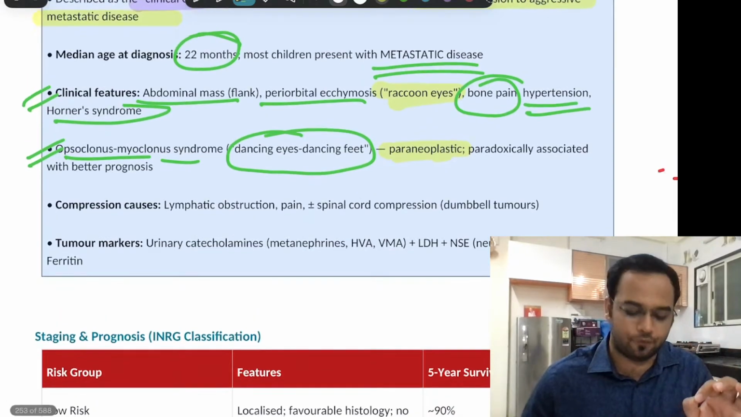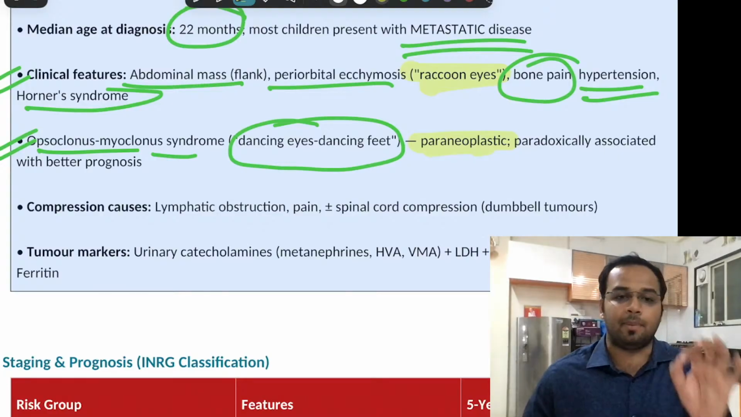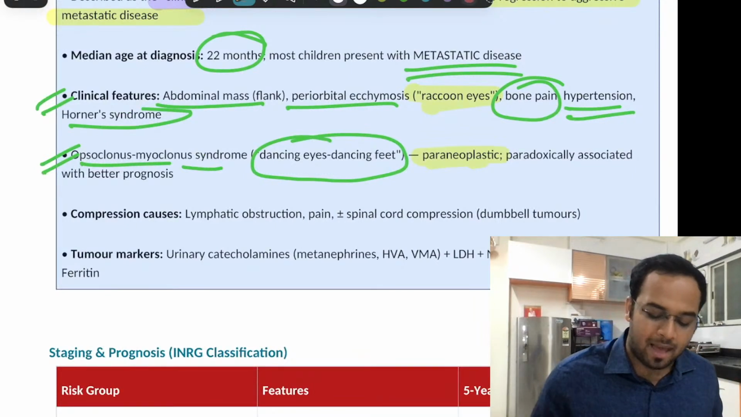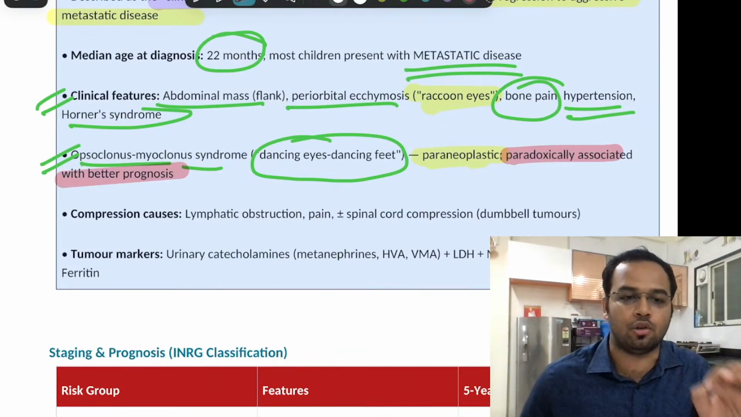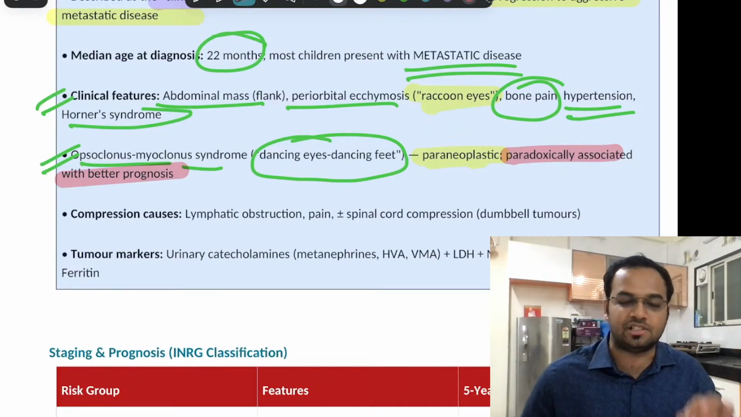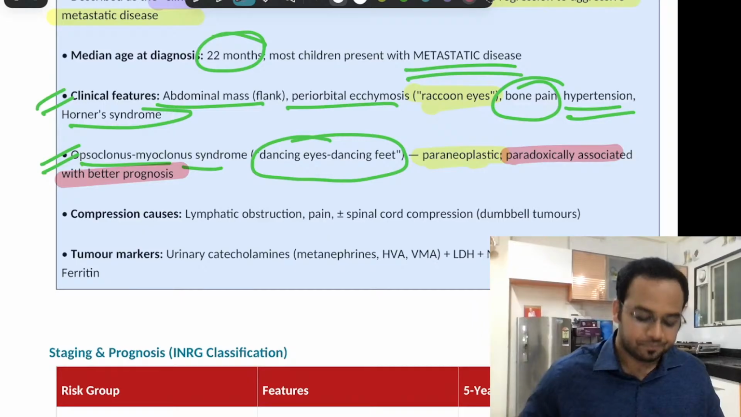So a patient with a nephroblastoma is going to have what is called as an opsoclonus myoclonus syndrome, where the patient is going to have dancing eyes and dancing feet. But whenever this paraneoplastic syndrome is going to be present in the child, it is paradoxically going to be associated with better prognosis. So mind you, it is an opsoclonus myoclonus syndrome with dancing eyes and dancing feet. It is going to have a good prognosis. So whenever an MCQ is going to come to you, this is going to be the answer, that it is going to have a good prognosis when the child is going to have this syndrome of opsoclonus and myoclonus.